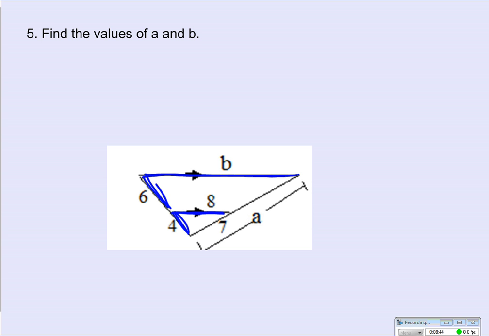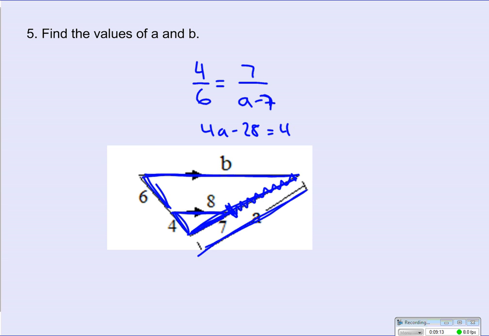So here's kind of the way that works. It's in proportion. So this is 4 over 6. This is 7. This whole thing is A. So my proportion that I have is 4 over 6. To figure out this length right here, I'm going to take 7, and to represent that part, I'm going to take A minus 7. So A is the whole thing. I'm going to subtract 7. That'll give me that length. So 4A minus 28 equals 42.